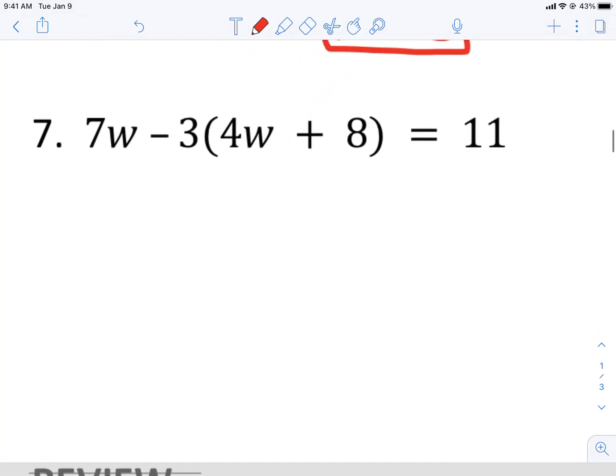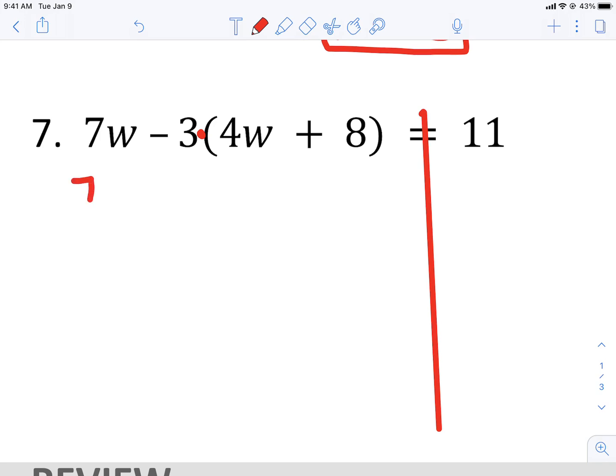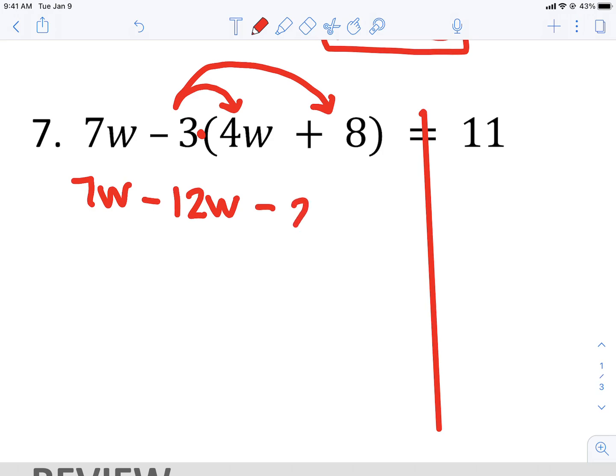Okay, looking at example number 7. Again, to solve any equation, we draw a line through the equal sign. Okay, I see that I have a 7w and a -3 that's touching parentheses. That -3 needs to be distributed. Okay, but that 7w is just going to hang out for now. So we're going to take the -3 and multiply it by a 4w. We get a -12w. I take -3 and I multiply it by 8. That gives me a -24. And it equals 11. So I'm going to go ahead and combine my like terms right here.